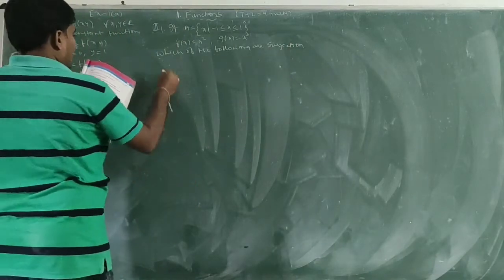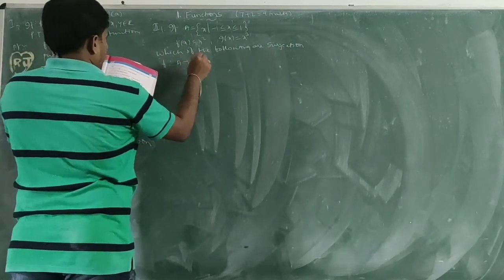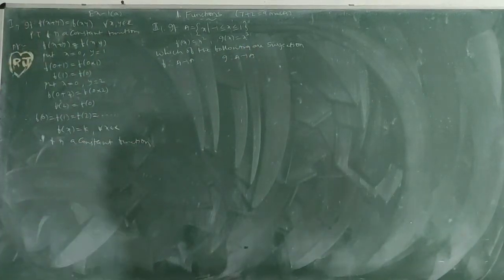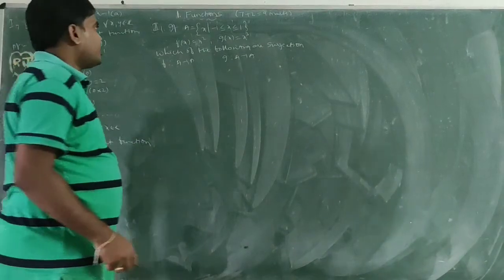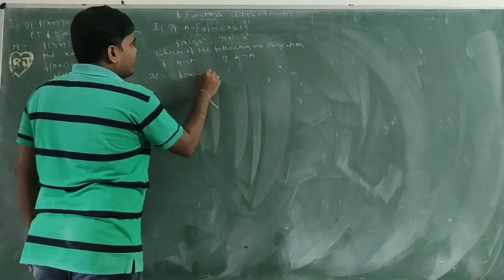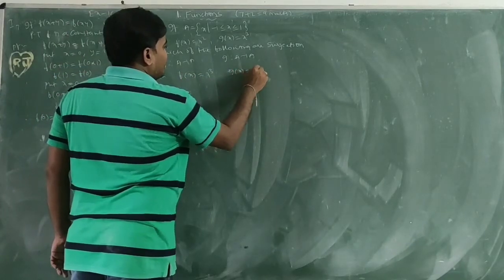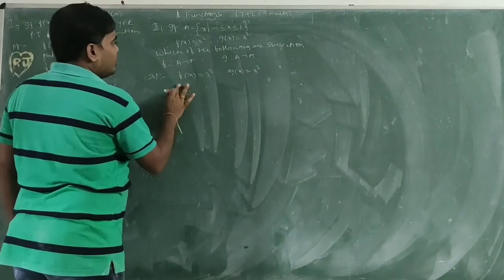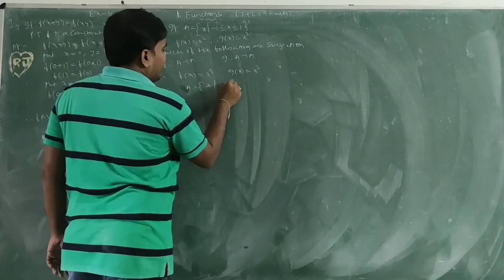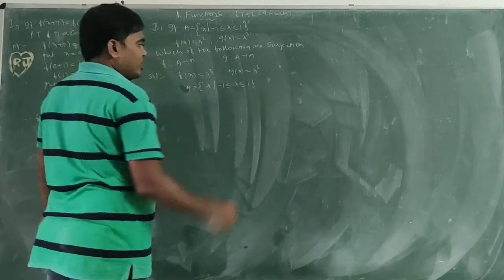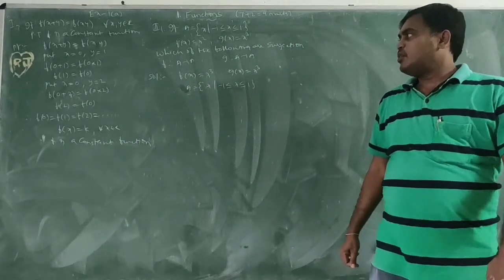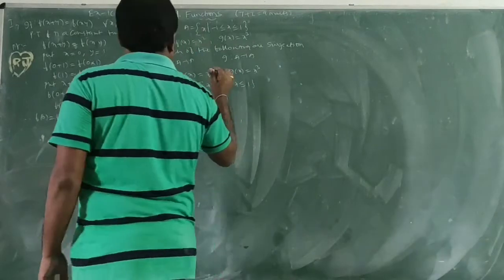So first one, f from A to A, g from A to A. So which of the following is a surjection? Solution: f of x equal to x square, g of x equal to x cube. So A equal to x from minus 1 less than or equal to x less than or equal to 1. We need to take all the real numbers lying between minus 1 to plus 1. So I am taking f of x equal to x square.